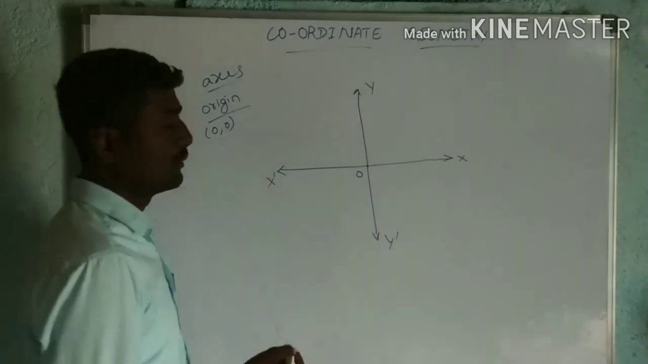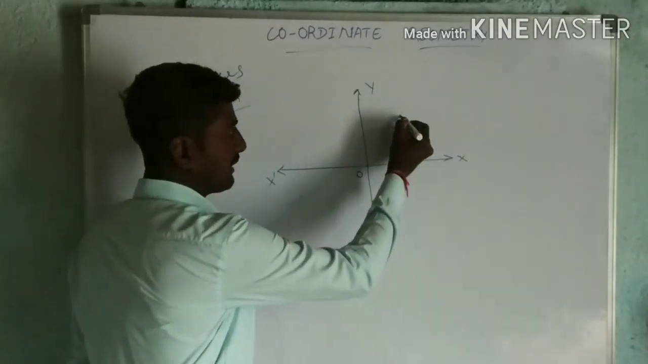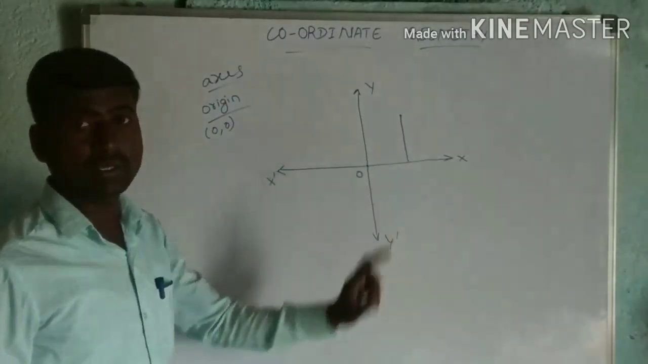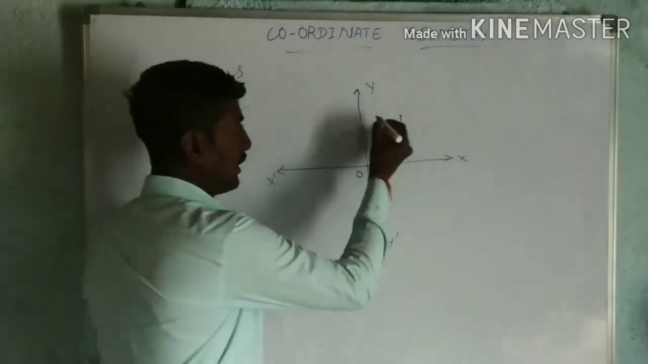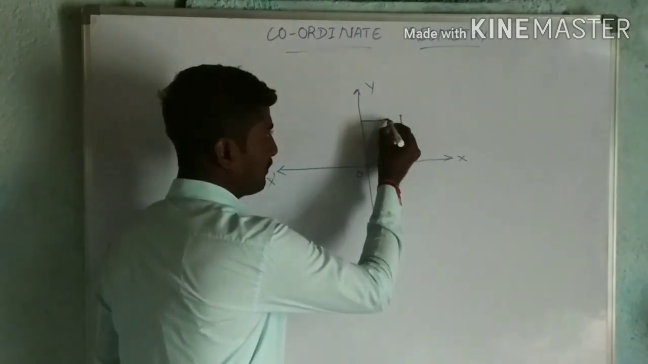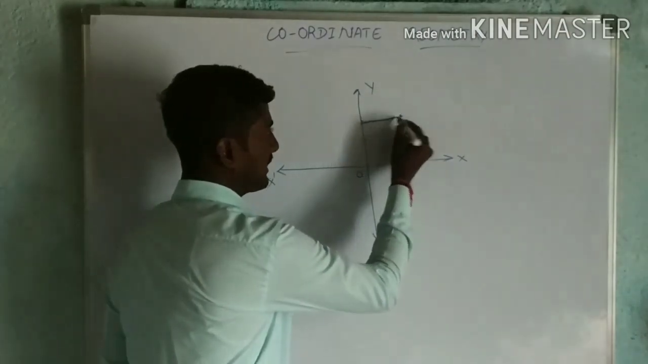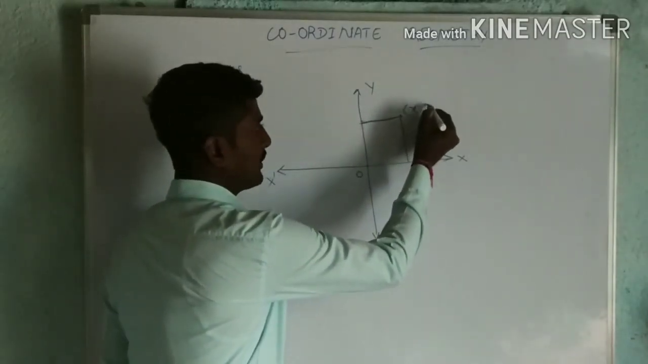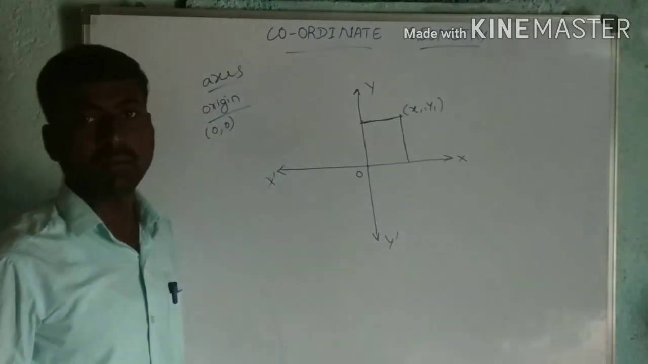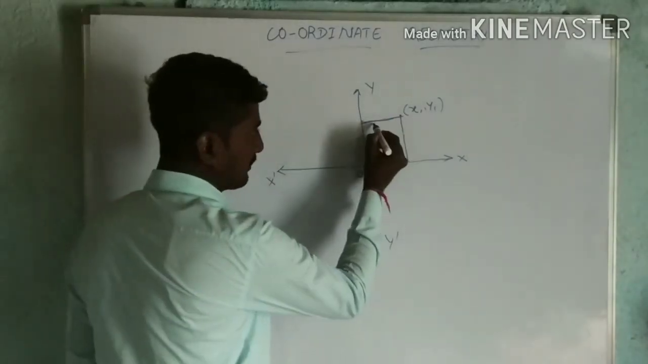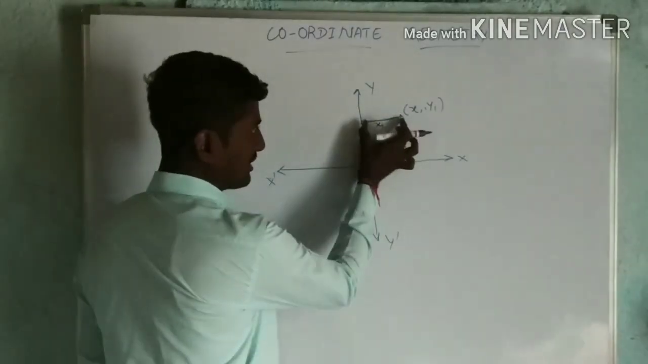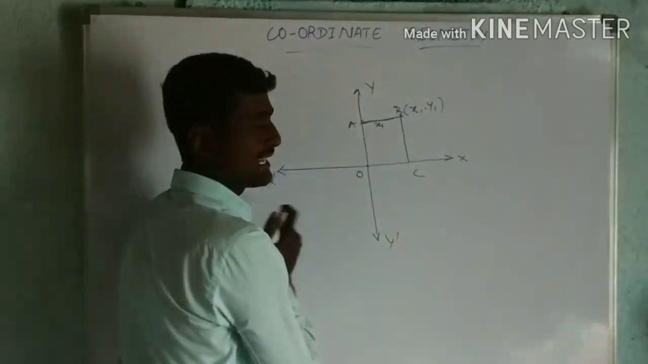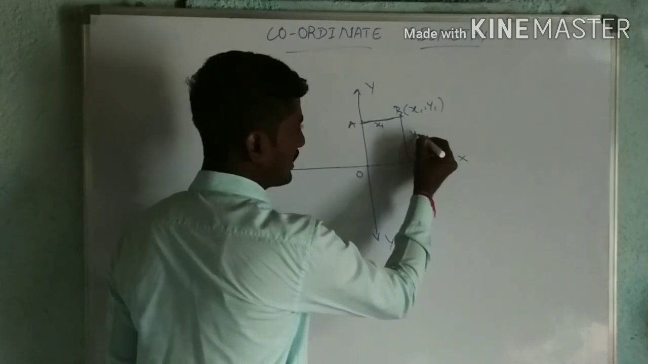So let us see. I draw a line perpendicular to x-axis, and another line perpendicular to y-axis. I will mention this point as x1, y1. Taking A, B, C, the distance of AB is x1 and the distance of BC is y1.